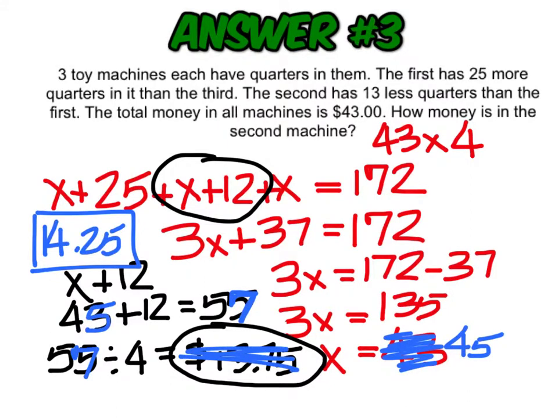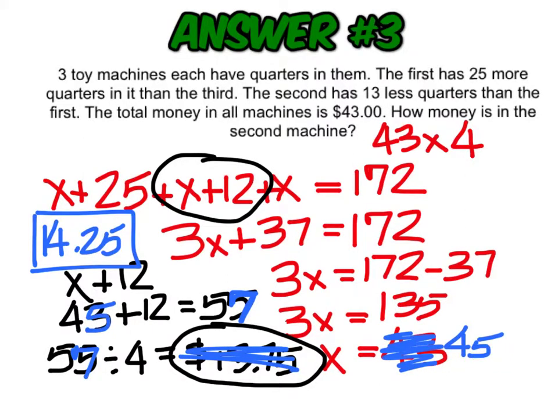And for the review of this problem, you have 3 toy machines, and the first one has 25 more than the third. The third one will be X, and the second one has 13 less than the first. So if you take 13 away from the 25, you get X plus 12. 3 X's and 25 and 12 is 37. Subtract from 172 to get 135. Divide by 3 and get 45.